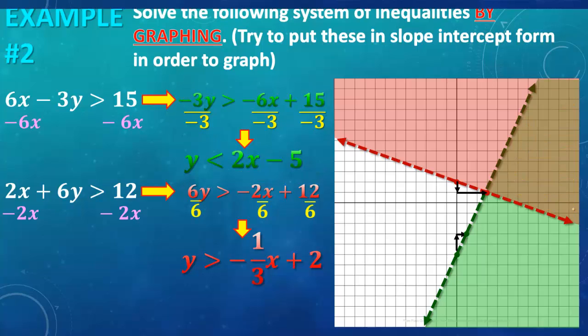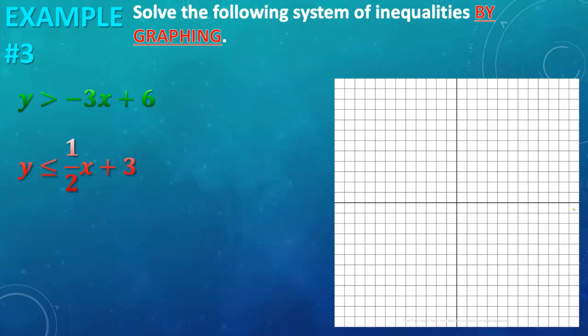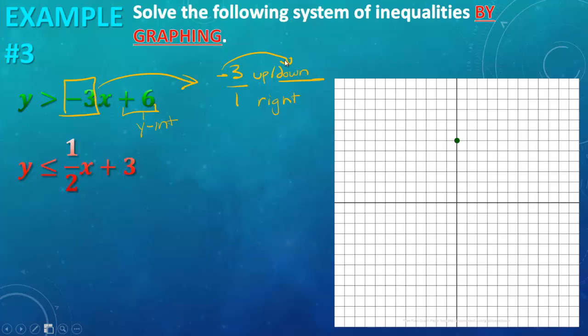Okay? Last example. These are already in slope-intercept form, so we're good. So all we need to do is say, well, this is going to be my y-intercept. So that's where I'm going to start at. And my slope is a negative 3. And remember, if it's a whole number, that's like saying negative 3 over 1. So that's how many you go up or down. And that's how many you go right. Okay, so because it's negative, we're going to go down. So we're going to go down 3 and over 1.